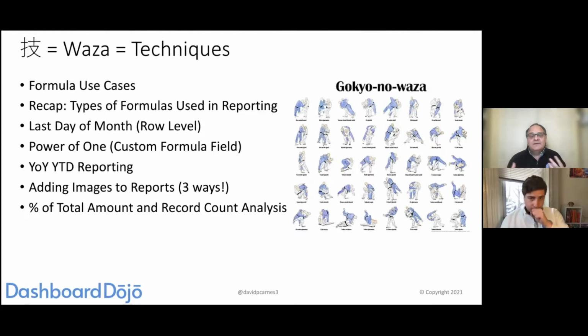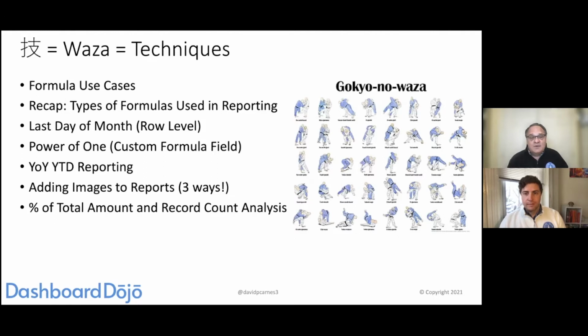A number of these are going to be row-level formulas because they solve problems directly on reports. In the olden days, we used to always create custom formula fields for a lot of these things, but we can do more of it within row level formulas. So we're kind of showing that off today.